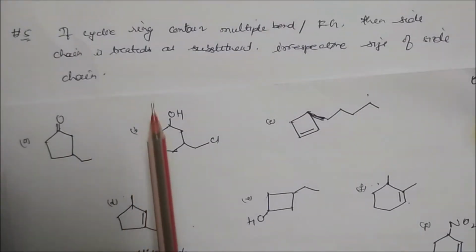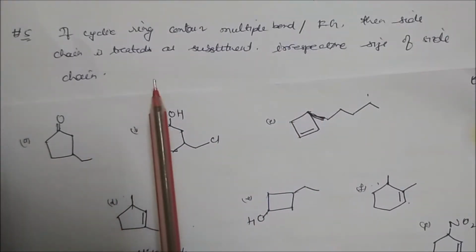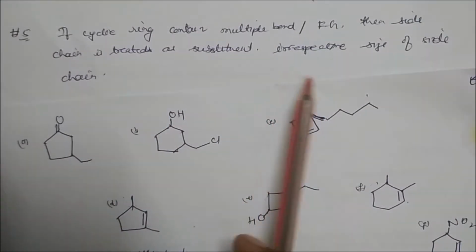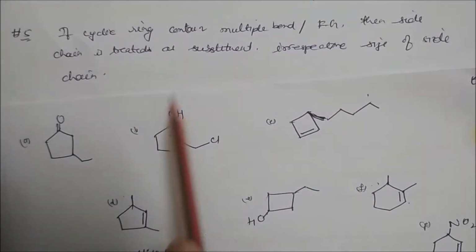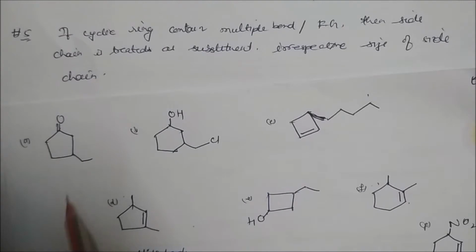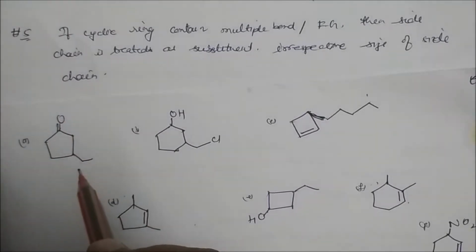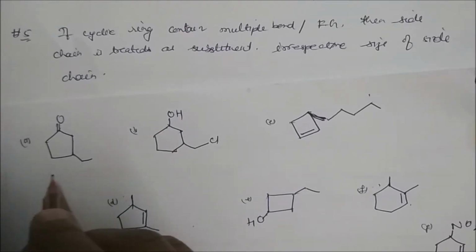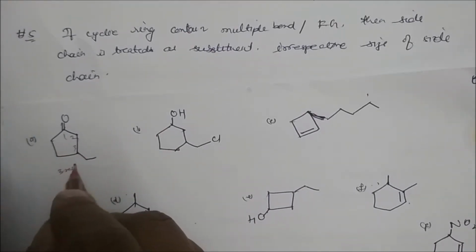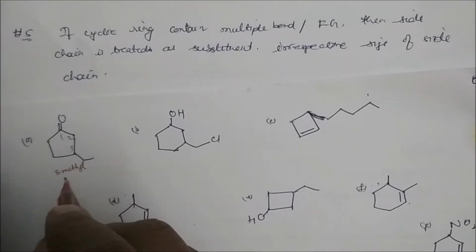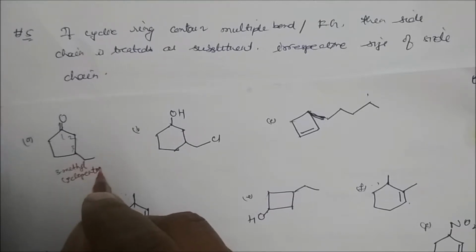If a cyclic ring contains a multiple bond or functional group, then the side chain is treated as a substituent irrespective of the size of the side chain. So there is no limit on the side chain if a functional group is present on the ring. This is the example. You can see the functional group is present on the ring, and here we have a substituent. So 1, 2, and 3. Its name is 3-methyl cyclopentanone, right?